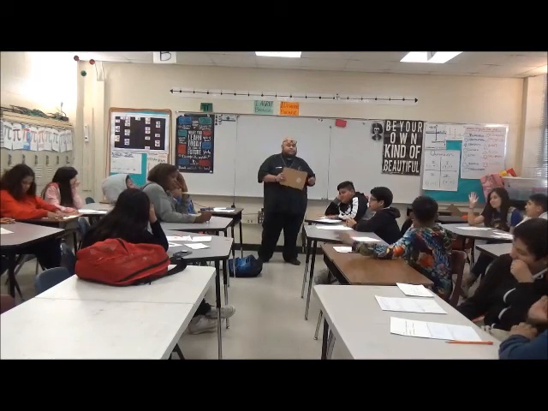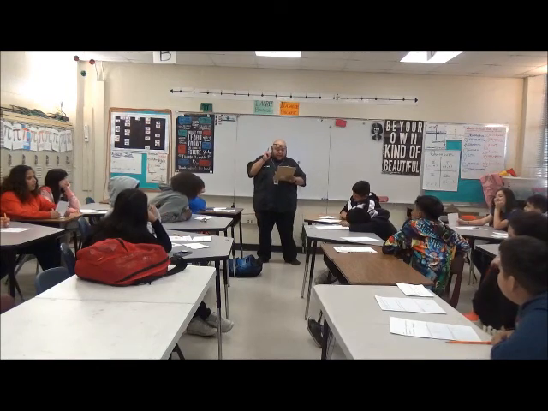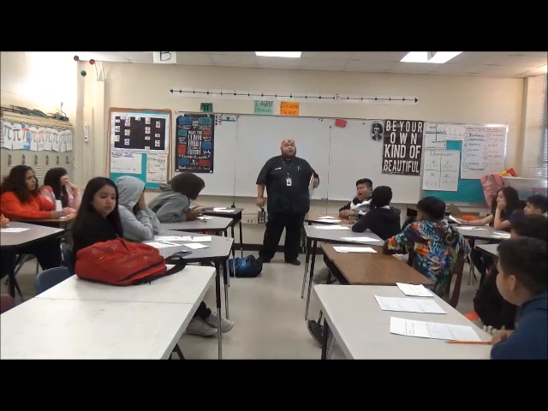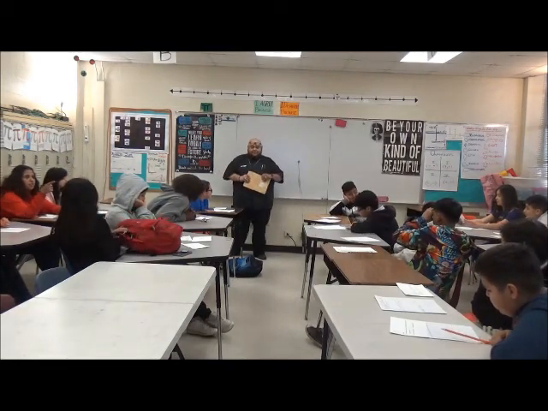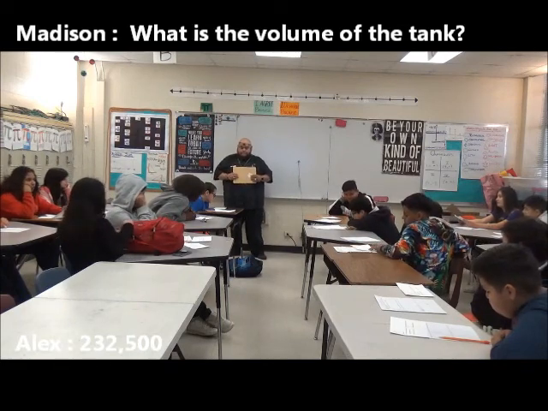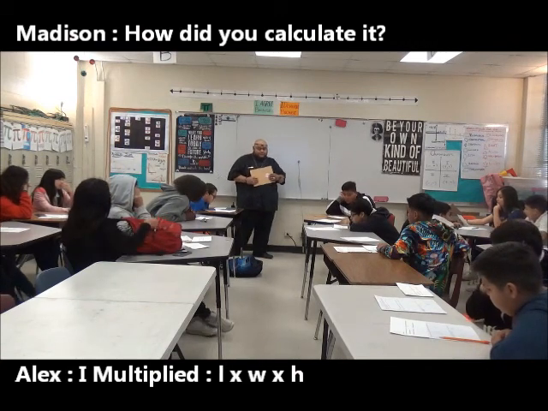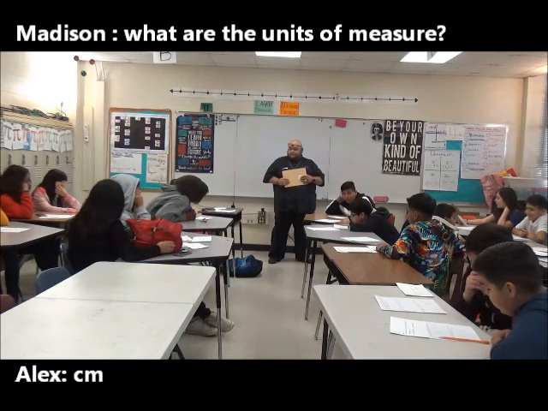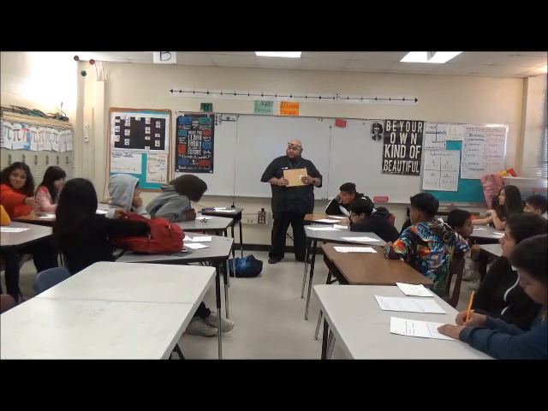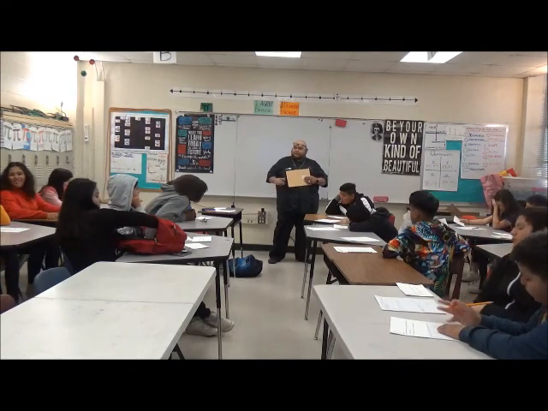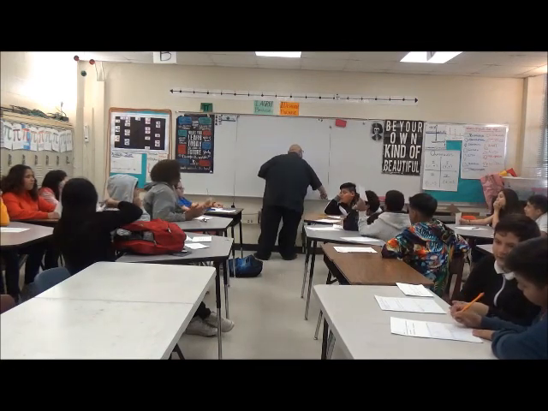Who's 17? Cool. Madison, I'd like for you to ask Alex questions from A. Ask questions from A and speak a little louder, okay? What is the volume of the tank? 232,500. How do you calculate it? Multiply length times width times height. What are the units of measure? Centimeters. Just centimeters? You didn't put cubic. Check this out. Yeah, very good.